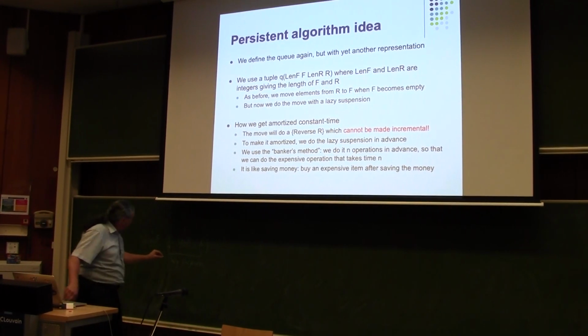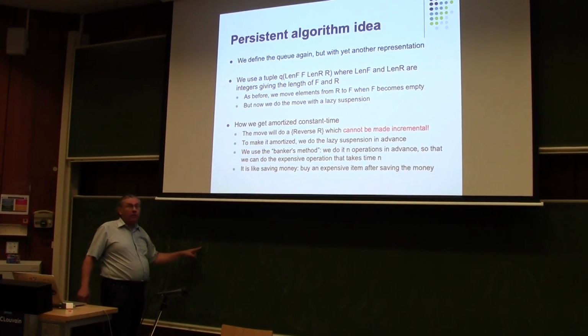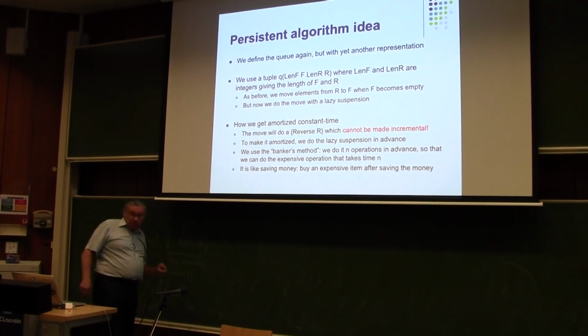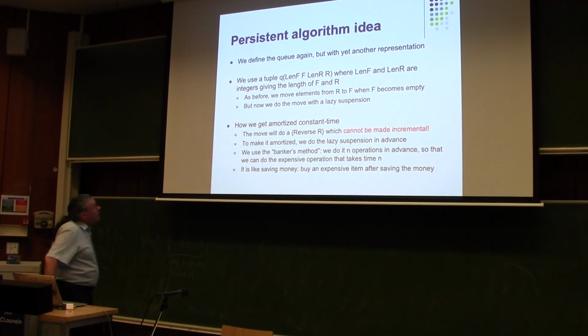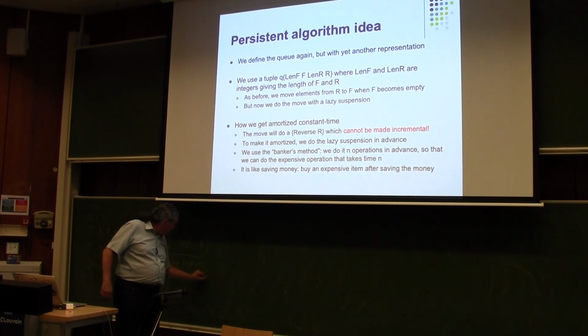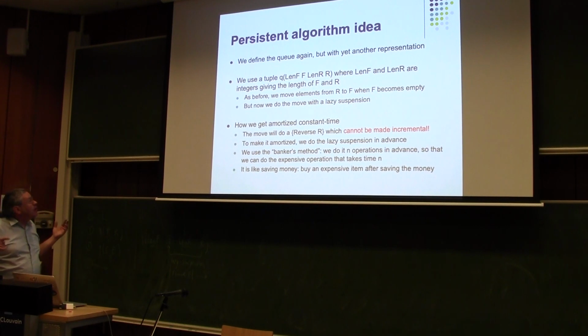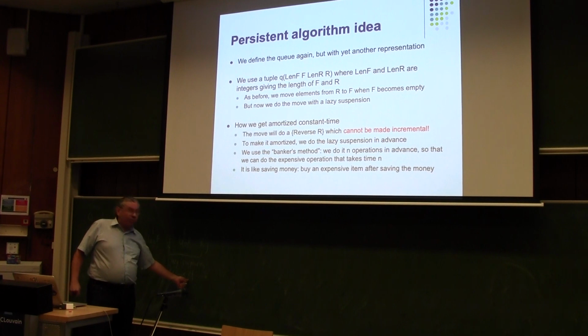Well, it has to do a reverse. Okay? So basically, it has to reverse R and append F to it. But reverse cannot be made incremental. There's a problem with reverse, which I'll explain in a few minutes. Reverse is kind of a nasty function. You can't really make it incremental.